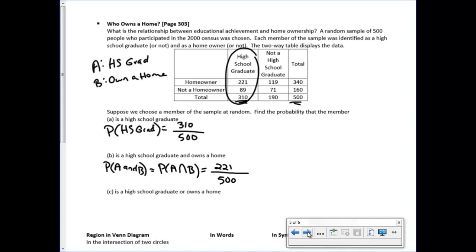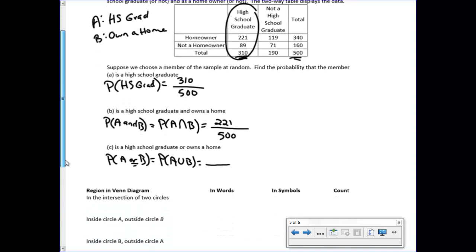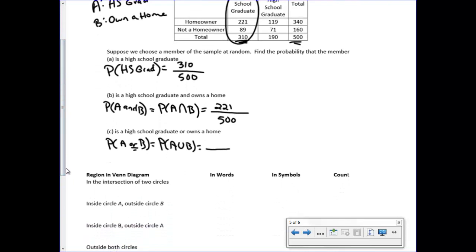And part C, is a high school grad or owns a home. So here I have is a high school grad or is a homeowner. If it's or, it's either in this one or it's in that one. And when it's in one or the other, that's called the union. And so our symbol basically flips upside down. Probability of A or B. High school grad or owns a home.